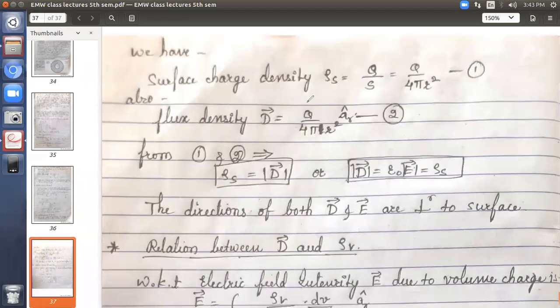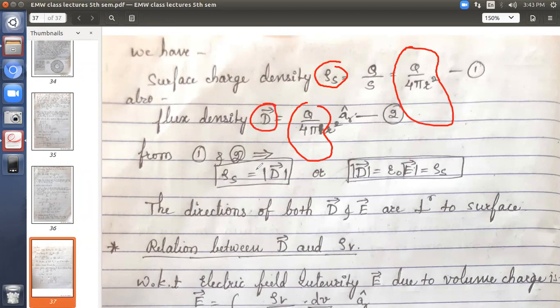That's why, if you compare both these values, rho s and D, both are equal in magnitude. I am not talking about the direction, just writing the magnitude. Excluding the direction a_r, both are equal, or D equals epsilon naught into E, which we just derived. So epsilon naught into E is equal to rho s, in magnitude, not direction.